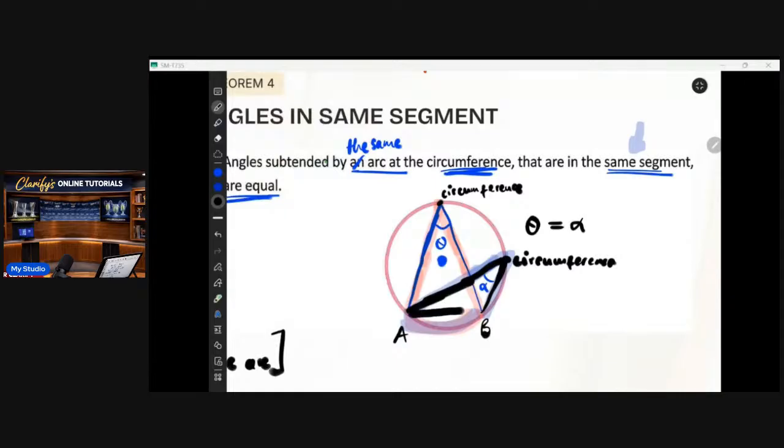So if we put a chord here for illustration, look, both of them are above the chord. We don't have one being below the chord. Both angles are on the same side of the chord. So that means they will be equal. Are we together? Then they will be equal. So now theta is equal to alpha. This is the rule.